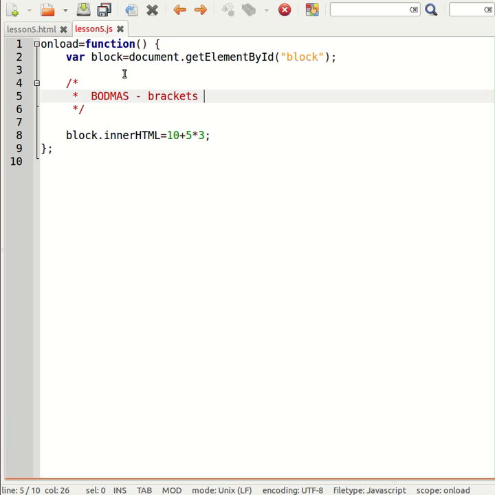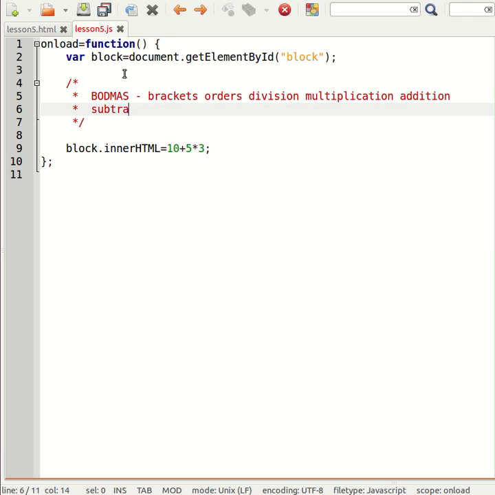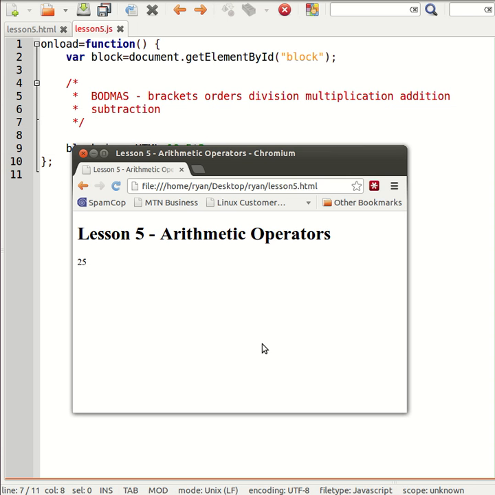brackets, orders, division, multiplication, addition, and subtraction. Okay, so in maths, the 5 multiplied by the 3 will take place first, before the addition. See, multiplication occurs before addition. Okay, so 5 times 3 is 15. 15 plus 10 is 25. There's our answer, 25.